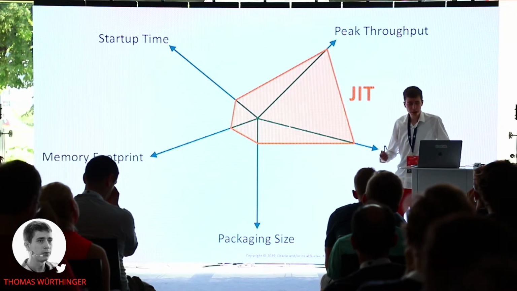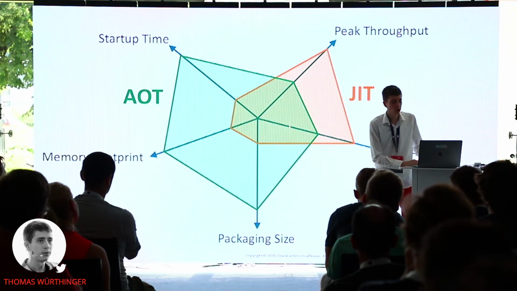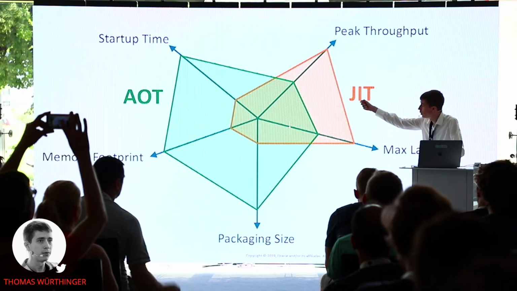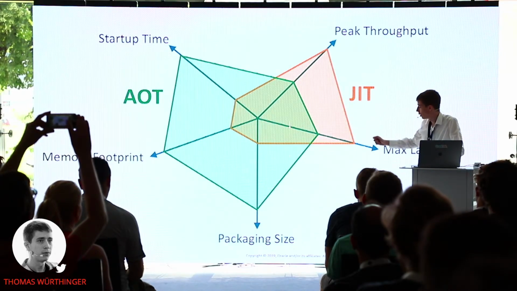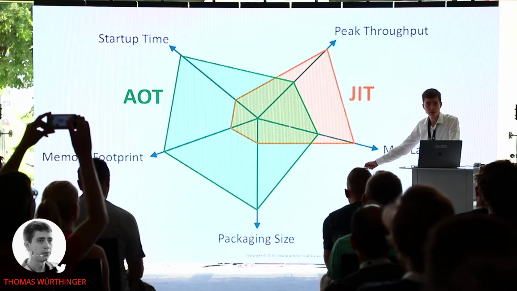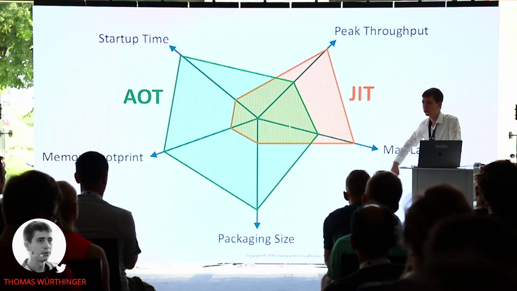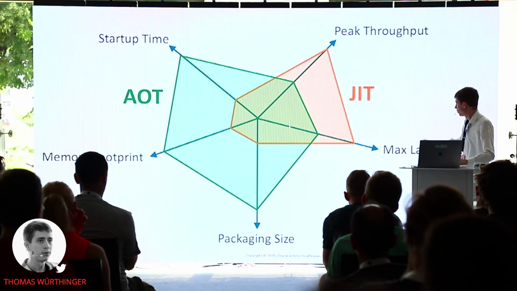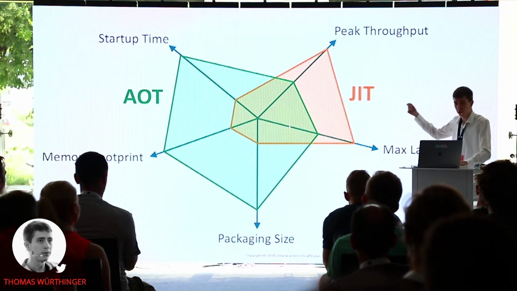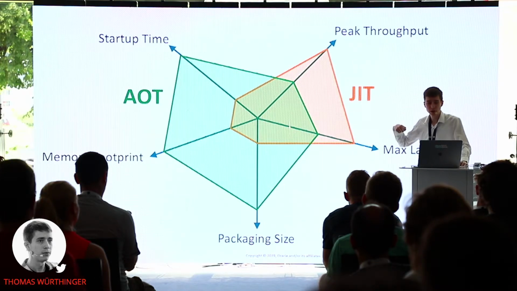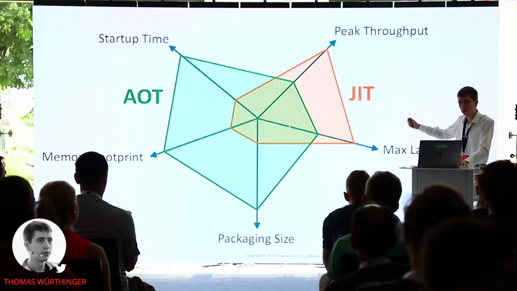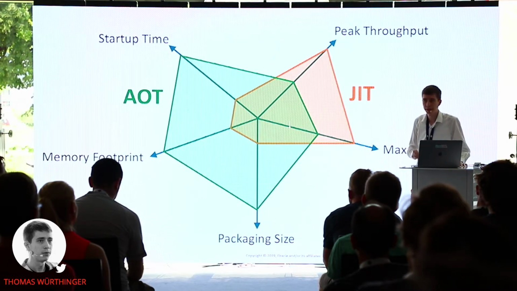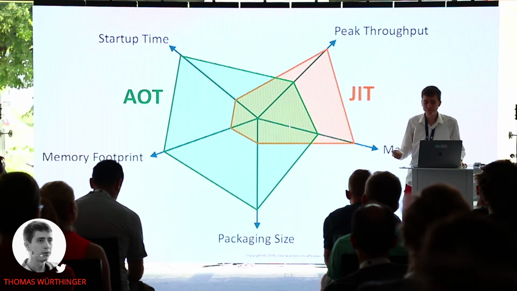When you run in the AOT mode of GraalVM, the picture is almost the opposite, meaning you're really good on startup time, you're really good on memory footprint, and you're really good on packaging size. These are the three metrics where AOT mode is a lot better than the JIT mode. But you're worse on the peak throughput, if that's what you care about. And you're at the moment worse also on max latency because the garbage collection options are not that big when you run on a native image.